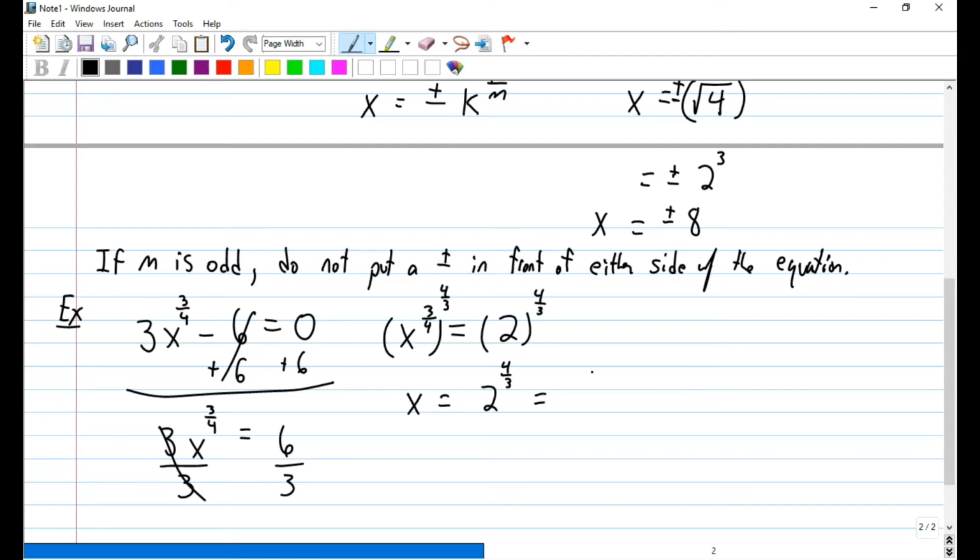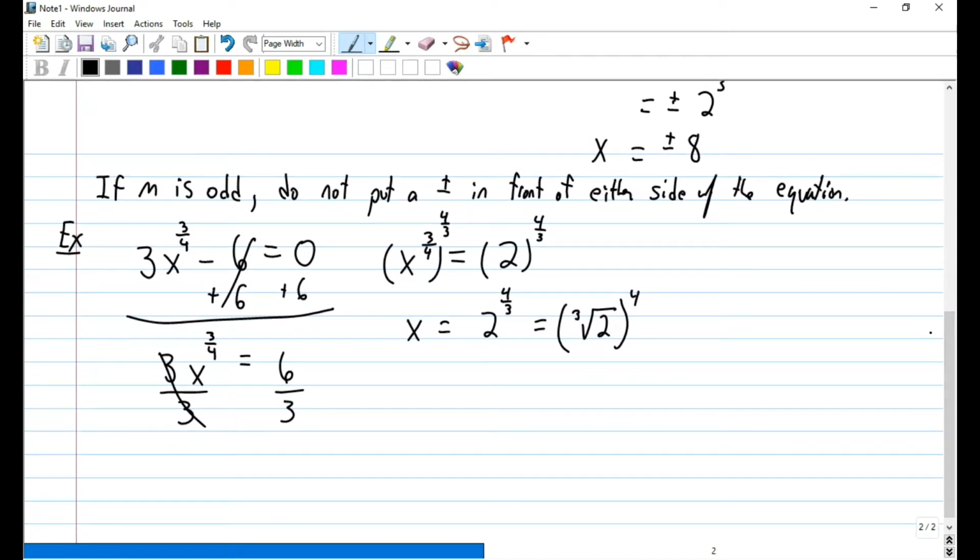And how would that be? Let's see. We can either write it as the cube root of 2, which I can't do. I can't do the cube root of 2. But I can write it as the cube root of 2 to the 4th. So that really doesn't get me anywhere. Okay? So that would be the cube root of 2 times 2 is 4, times 2 is 8, times 2 is 16.